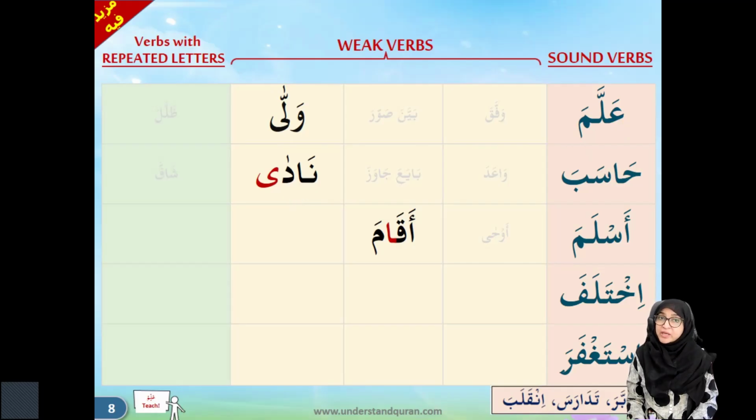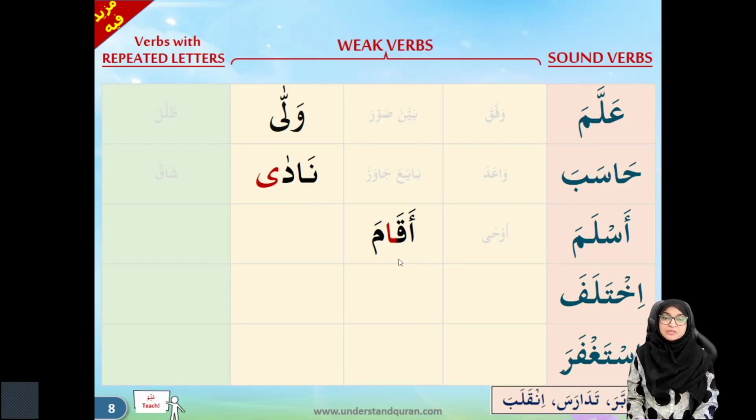Again, nada is a weak verb because it has this ya, and ya is a weak letter. So nada, this is a weak verb. And why is it a mazid fi? Because there's an extra word in that, this alif. So Aqama. Then now Aslama, Aqama.